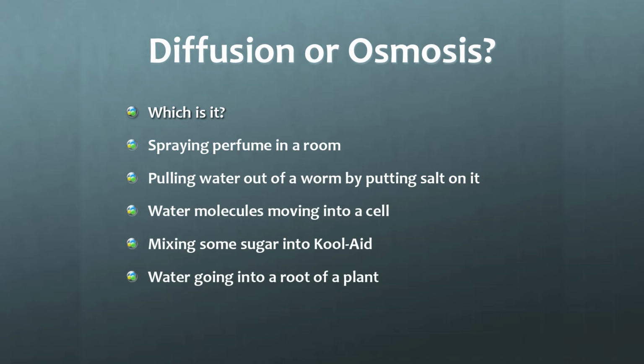Pulling water out of a worm by putting salt on it? It's mean, by the way, don't do it. Osmosis, because a worm is alive and made of cells, and it's water that's doing the moving. Water molecules moving into a cell. Osmosis, water, and it's in a cell. Mixing some sugar into Kool-Aid. Diffusion, it's just spreading out. And water going into the root of a plant. Osmosis, water going into a cell.